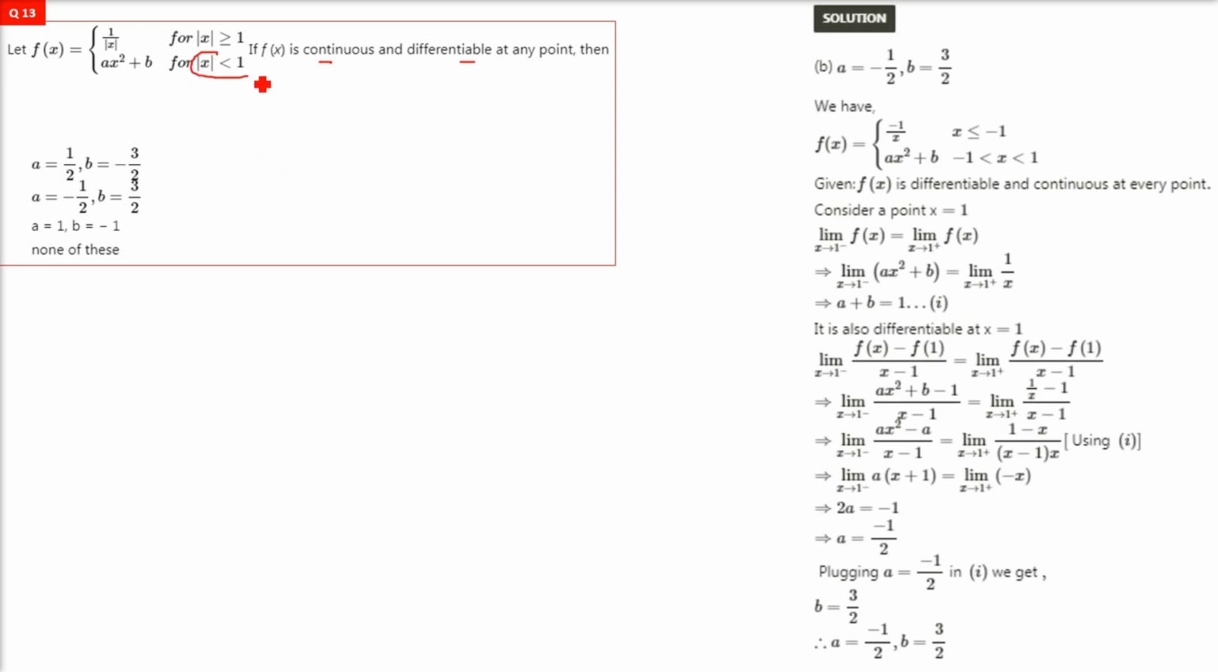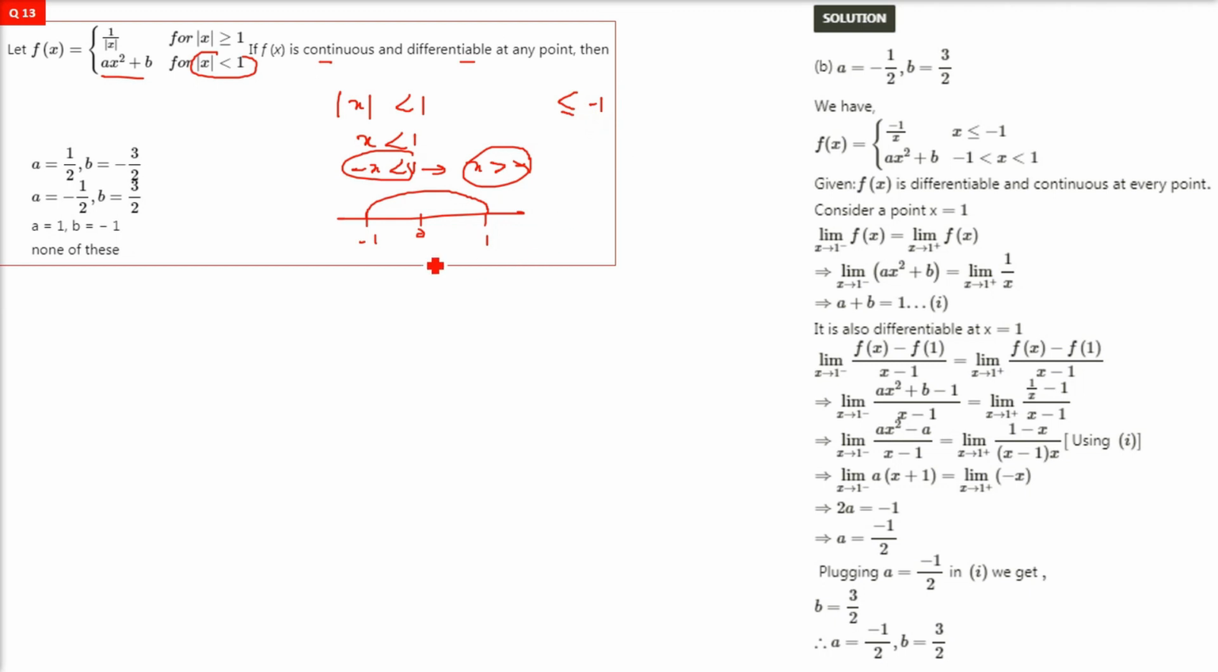So modulus x less than 1 means what? And modulus x greater than or equal to 1 means what? Modulus x less than 1 means x is less than 1 or negative x is less than 1. So negative x less than 1, multiply both sides by negative, so the inequality will change. So x is less than 1 and x is greater than minus 1, that is what modulus x less than 1 says. To understand it graphically, you have negative 1 here, you have 1 here. Anything between negative 1 and 1, where negative 1 and 1 are not included, means modulus x less than 1.